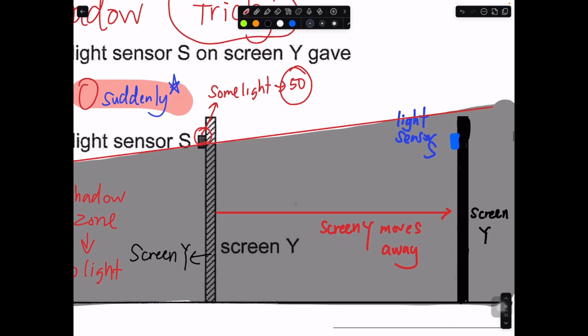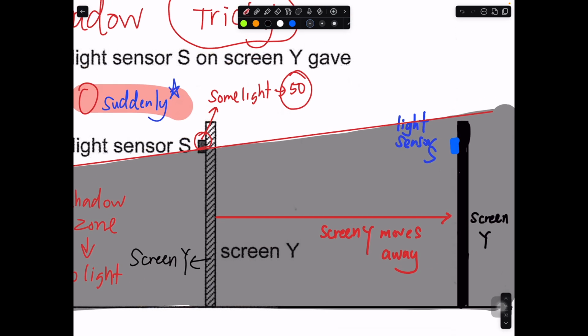So if you move this part away, you will realize something is going to happen. There will be less light hitting this part, such that at a point, this whole thing will be inside the shadow zone.